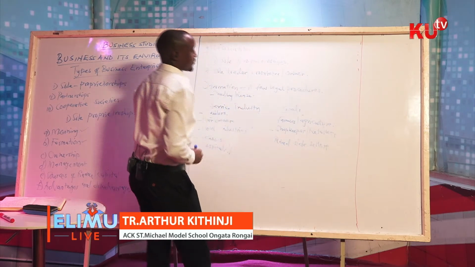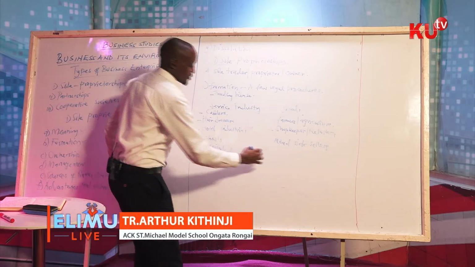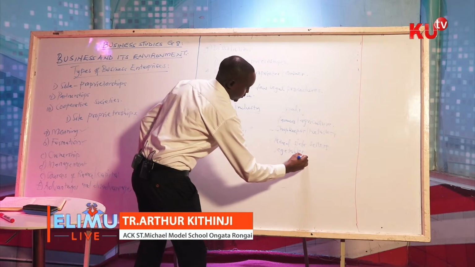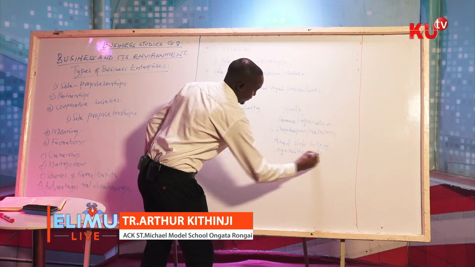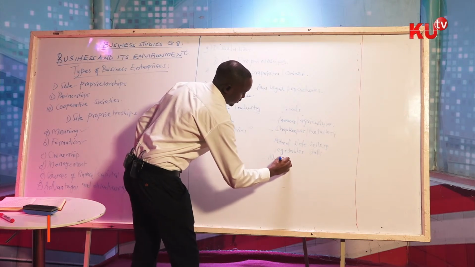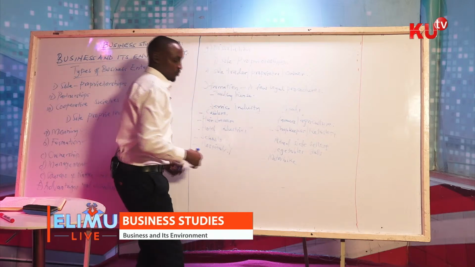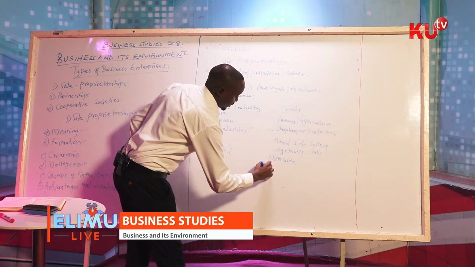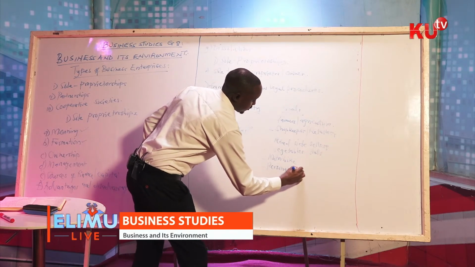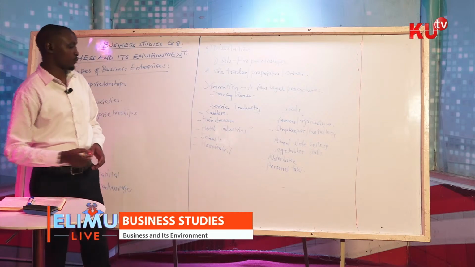We also have vegetable stalls, the mama mbogas. We have the boda people. We have the motorbike people. And then we also have people who have their personal taxi vehicles. All these are simple examples of sole proprietorships.